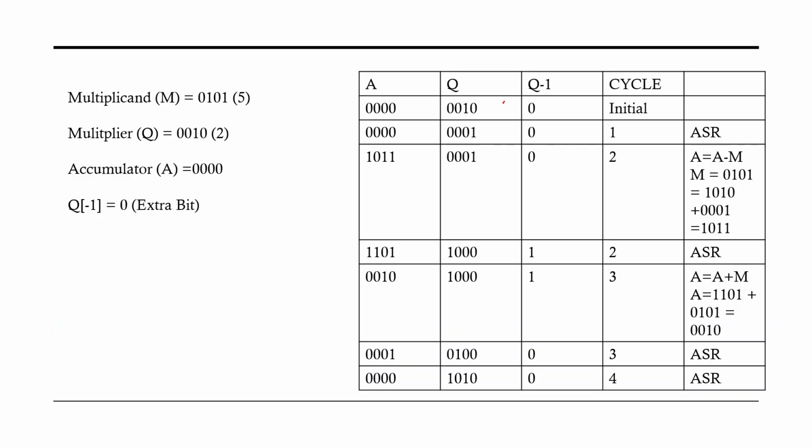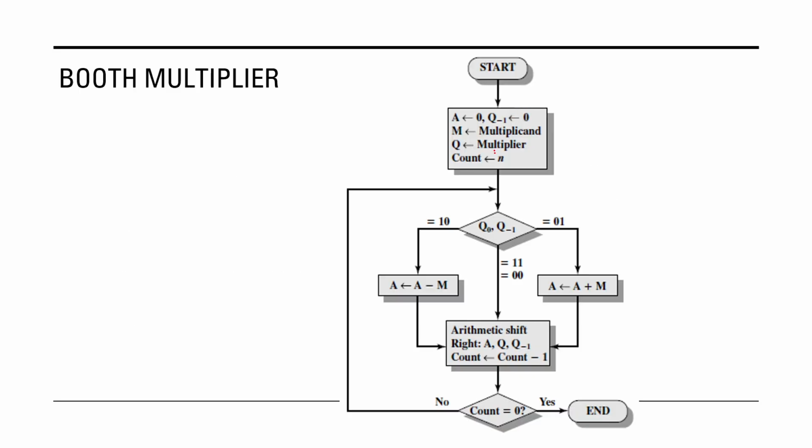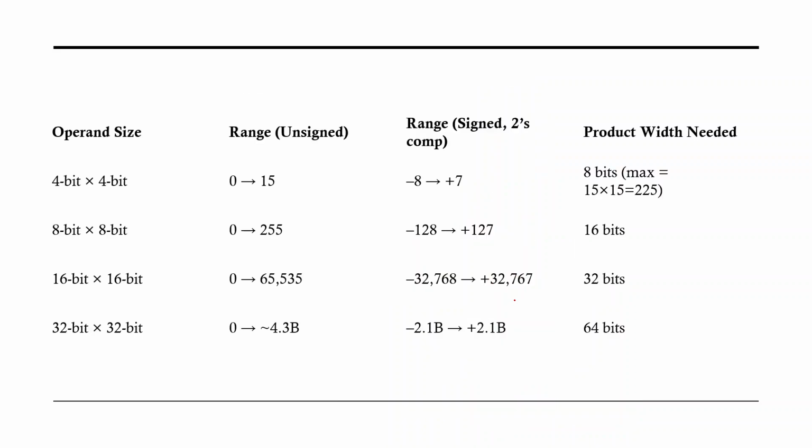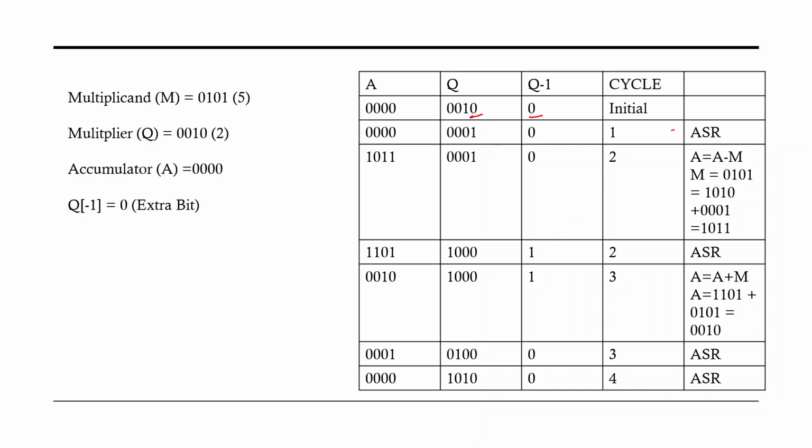So now I will check for the Q0 and Q-1. Q0 value is 0, Q-1 value is 0. So if it is 0, 0, then what does it mean? No need to perform any addition or subtraction. Directly you can go for arithmetic shift right. So now we will shift the bits by 1 bit position.